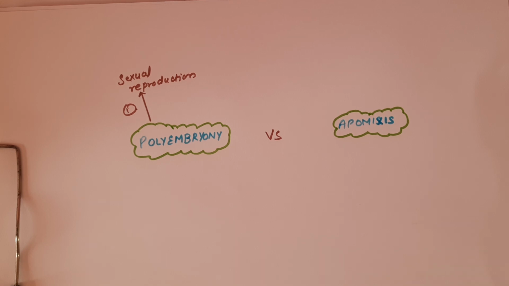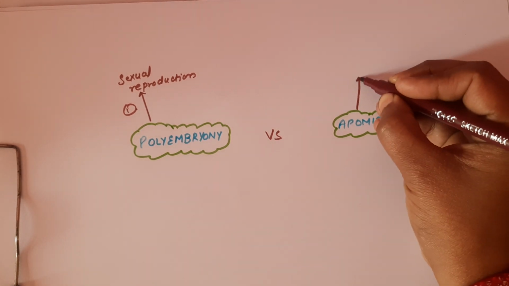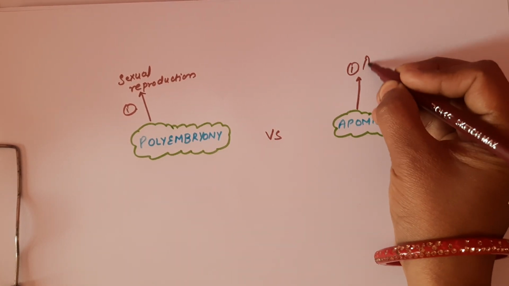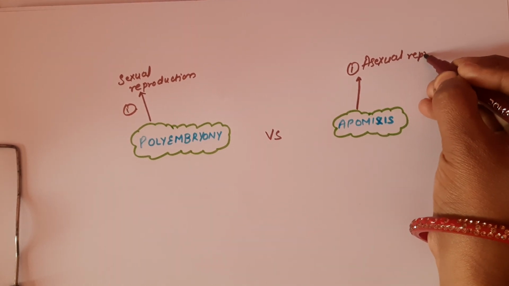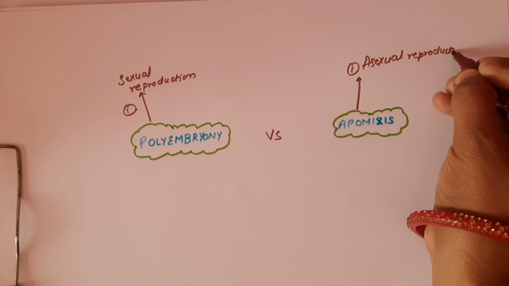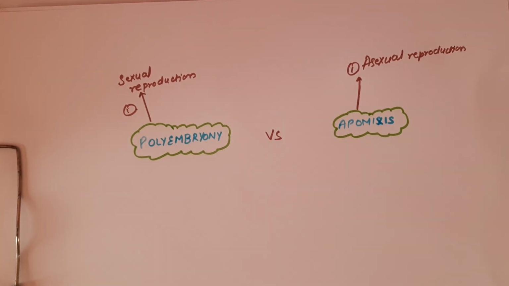And if we talk about apomixis, then apomixis is an asexual reproduction. It does not require the fusion of the gametes, that is sperm and egg. And the embryo is developed without fertilization.